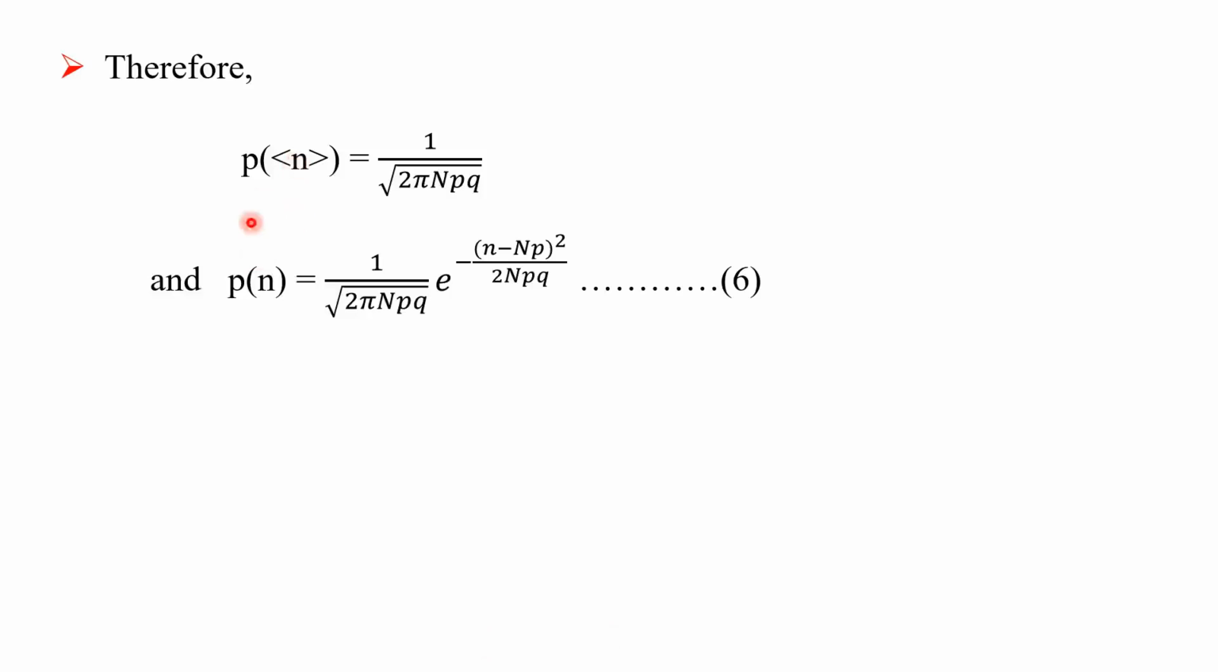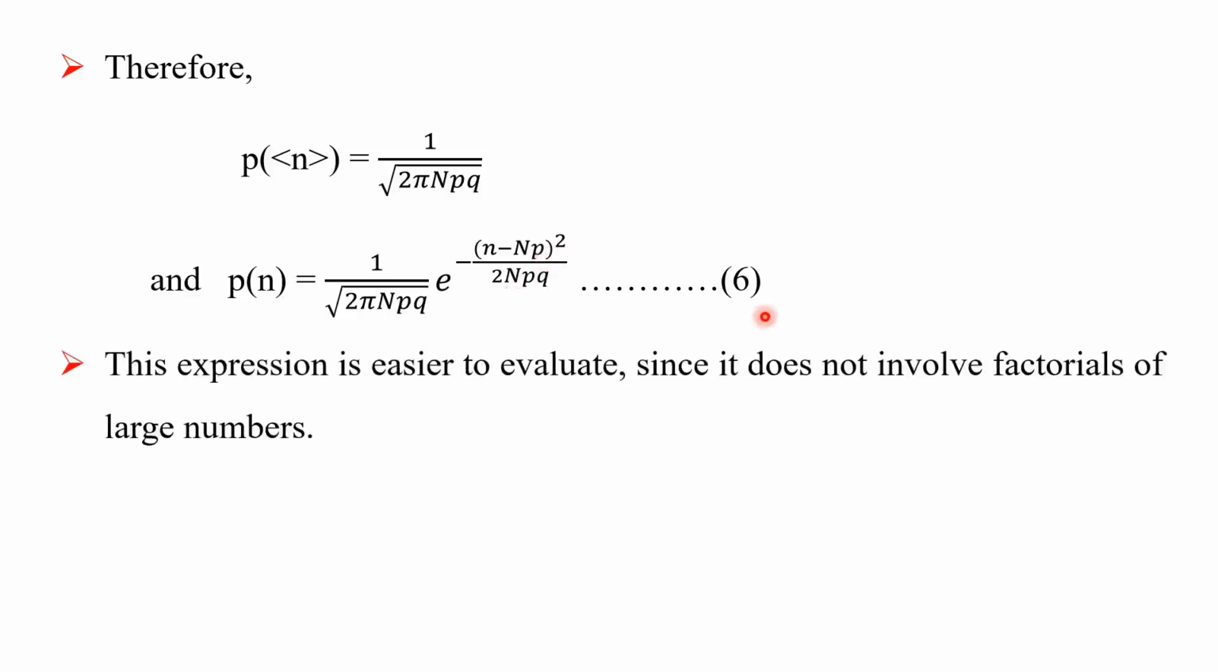This is the value of P(mean value n). Then Pn is equal to 1 by root 2 pi NPQ e raised to minus (n minus NP) square upon 2NPQ. That is equation number 6. This expression is easier to evaluate since it does not involve factorials of large numbers. This is the Gaussian distribution function. The topic is over. One of the problems is studied here.